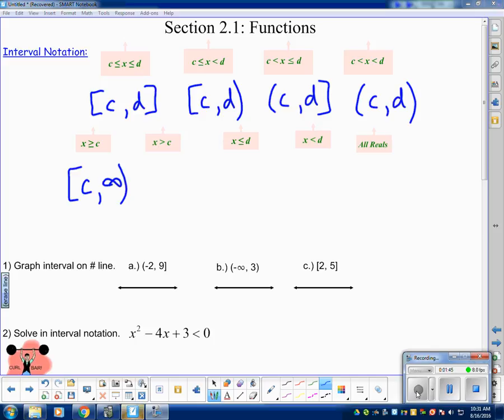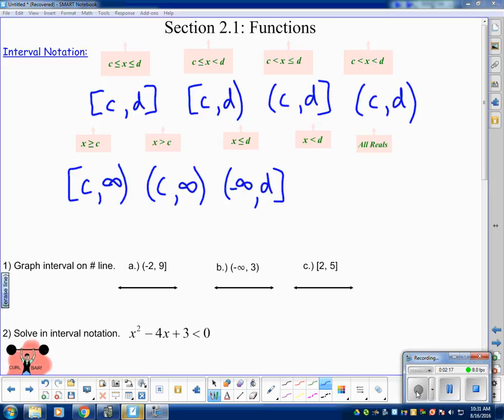X greater than c would be open on the left at c and going up to infinity. X less than or equal to d would be everything from negative infinity on the left, if you picture negative infinity on the left of the number line, up to and including d. So any values from negative infinity up to d, that's x is less than or equal to d. So let's think of it as values less than or equal to a specific number d.